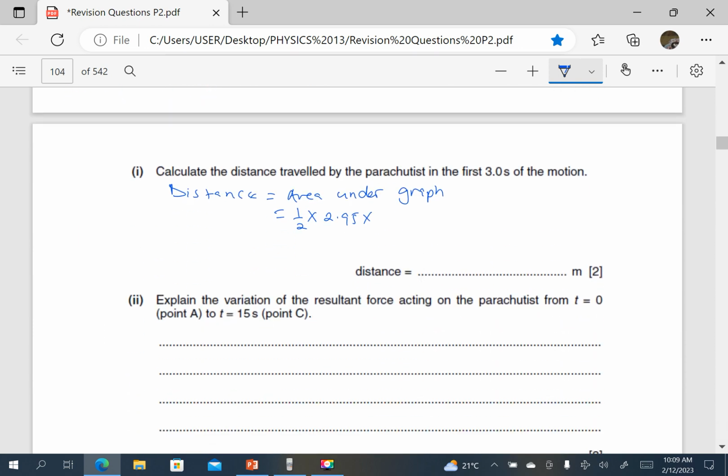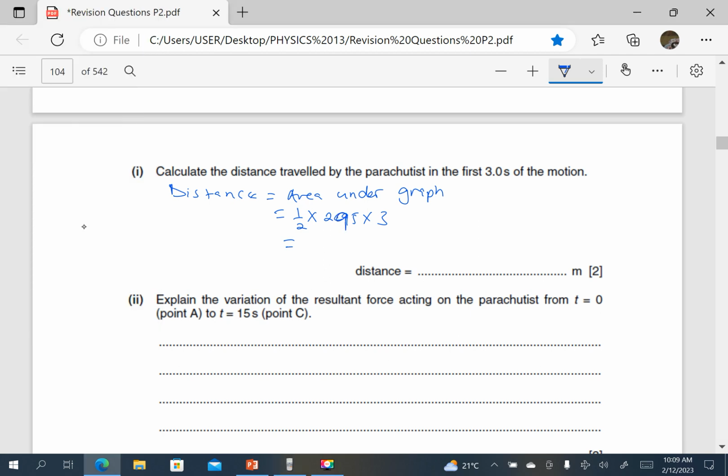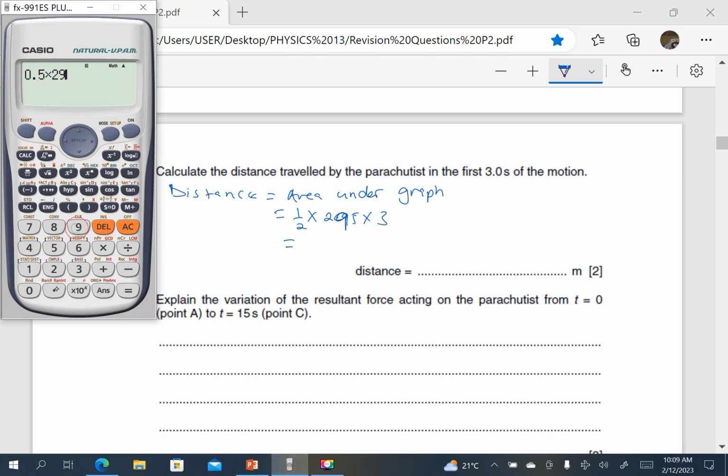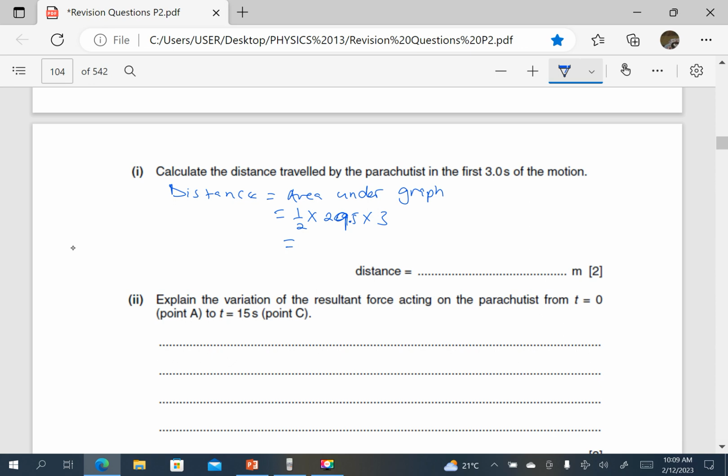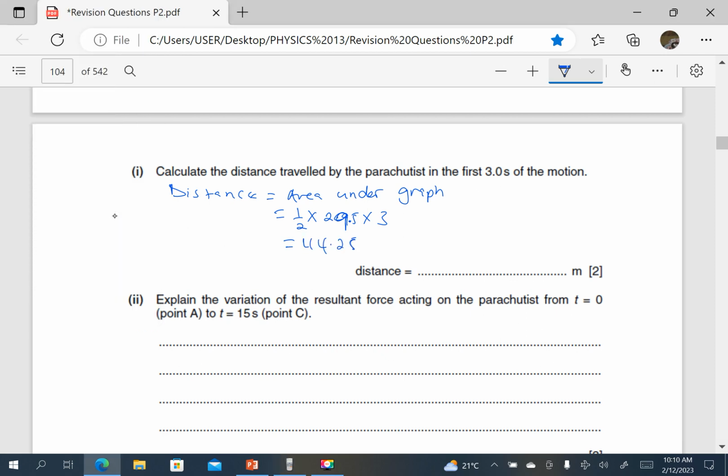3.0. So we now just multiply this by 3. Sorry, it is 0.5 times 29.5, then times 3, which is 44.25, which is approximately 44.3.